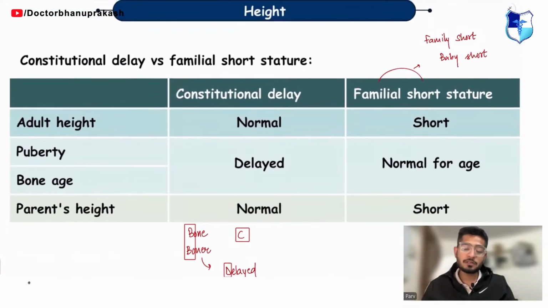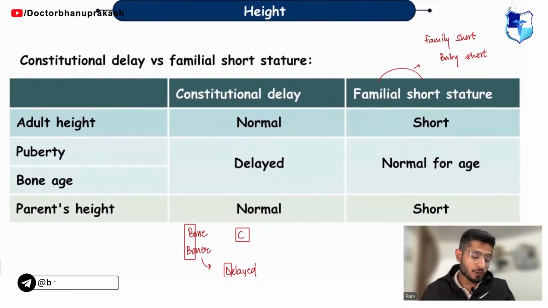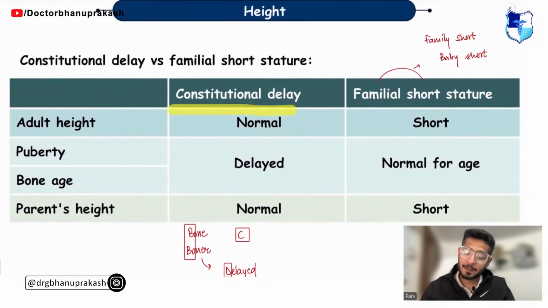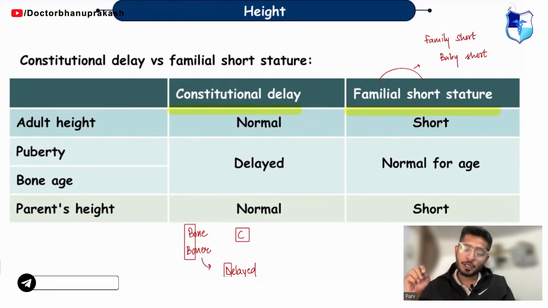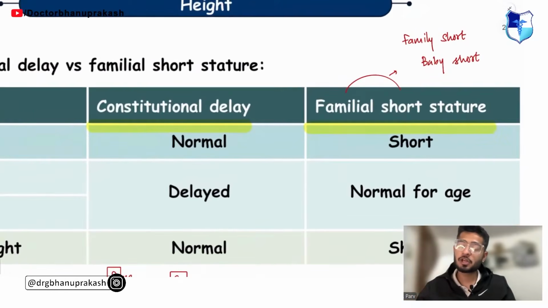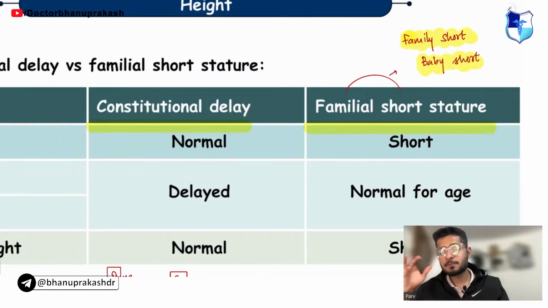Coming on to the height. Remember there are two types of short stature. There are two types of short children. One is constitutional delay and the other is familial short stature. Familial short stature means mama papa are short, baby is also short. Mama papa, they are short stature, baby is also short stature.